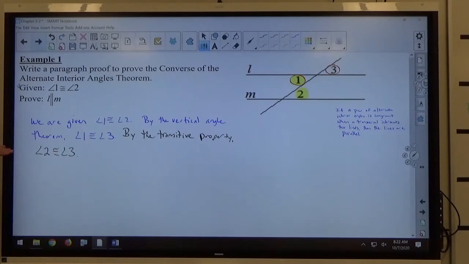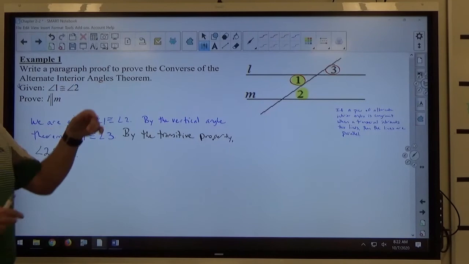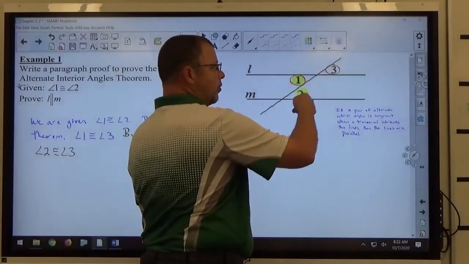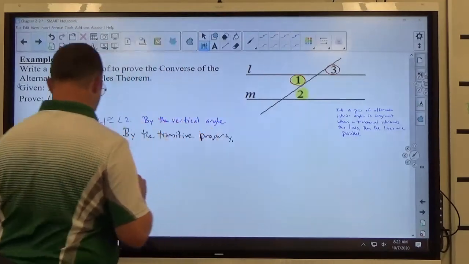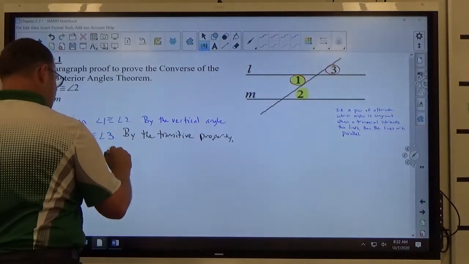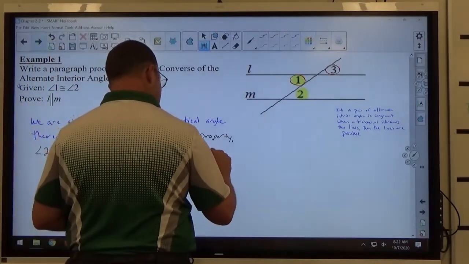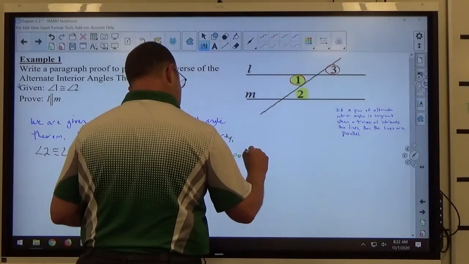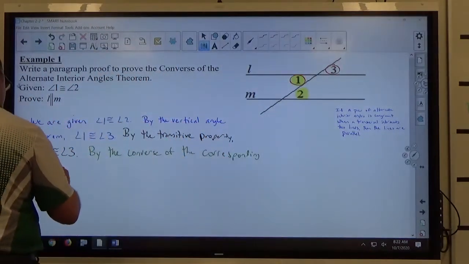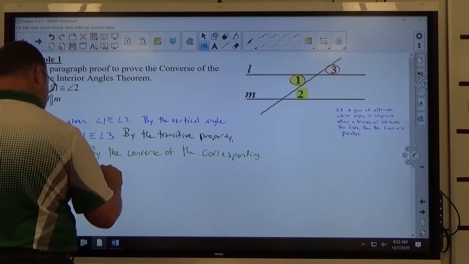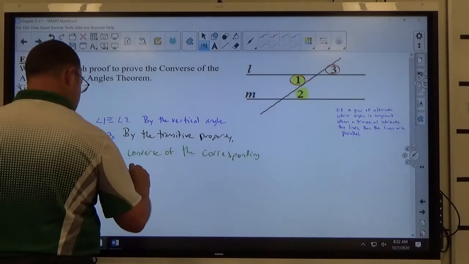At this point, 2 and 3 are congruent. 2 and 3 correspond to one another, they're corresponding angles. And the converse of the corresponding angles theorem states, if two lines are cut by a transversal such that the corresponding angles are congruent, then the lines are parallel. Okay, that's what's happening. We have two lines cut by a transversal, the corresponding angles are congruent, so the lines must be parallel at this point. So by the converse of the corresponding angles theorem, L is parallel to M.